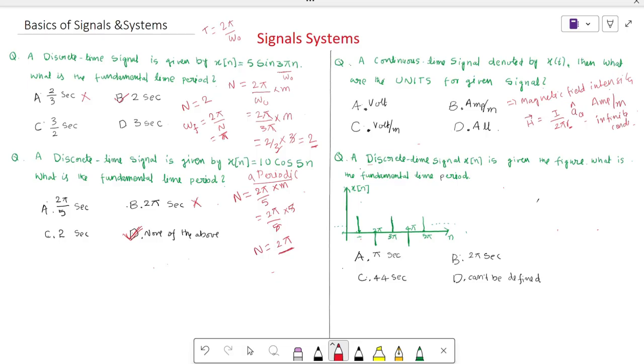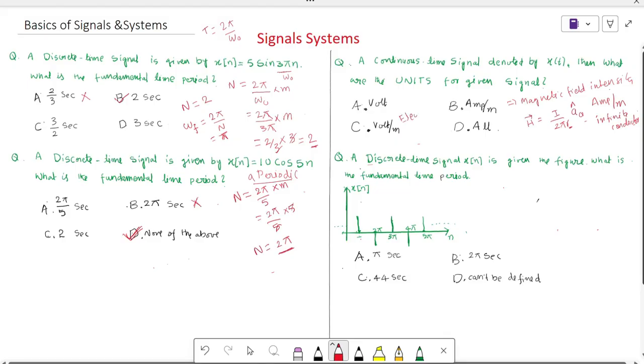Whenever an infinite conductor carries current in the z-axis, vertically, a magnetic field will be formed in a circular path around the conductor. This is the formula. For a semi-finite conductor, the formula is I by 4 pi r. It will be studied in electromagnetic fields. So volt per meter is the unit for the electric field.